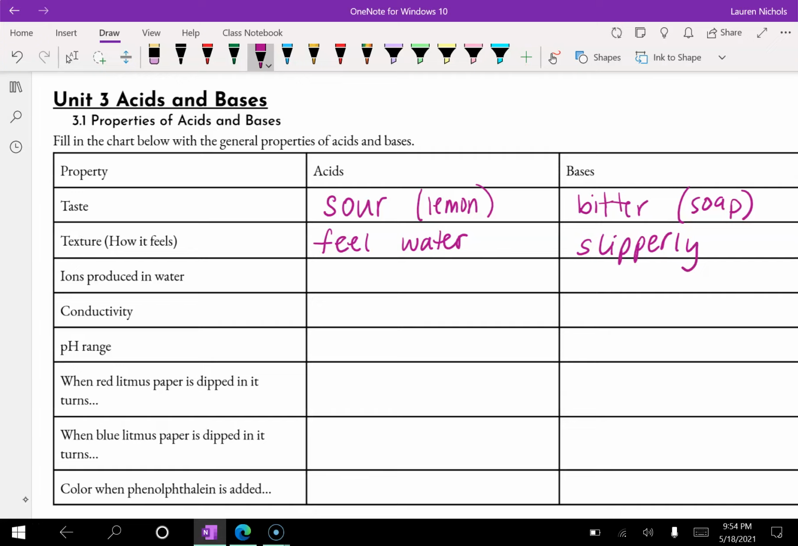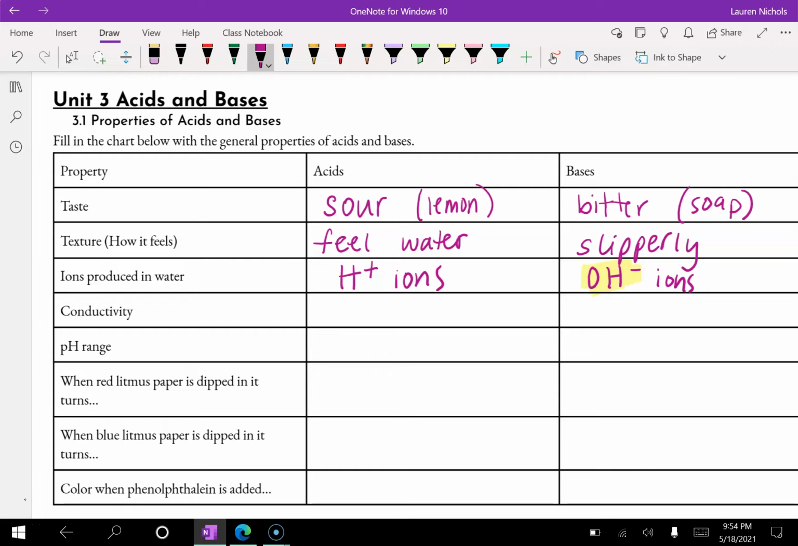Okay. Now, when an acid is added to water, it will produce H plus ions, whereas a base is going to produce OH minus ions. So most students, a common mistake I saw was they would put H minus, but it's OH minus. So make sure that you pay close attention to that.